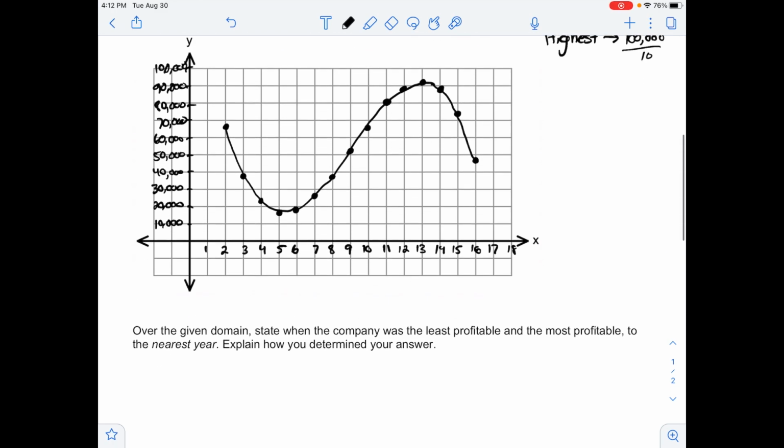Okay. Last part of this says, over the given domain, state when the company was least profitable and most profitable to the nearest year. Explain how you determined your answer. So obviously it's going to be least profitable when it's at its lowest value, and it's going to be most profitable when it's at its highest value. And we're rounding to the nearest year. So we could really just look at our table.